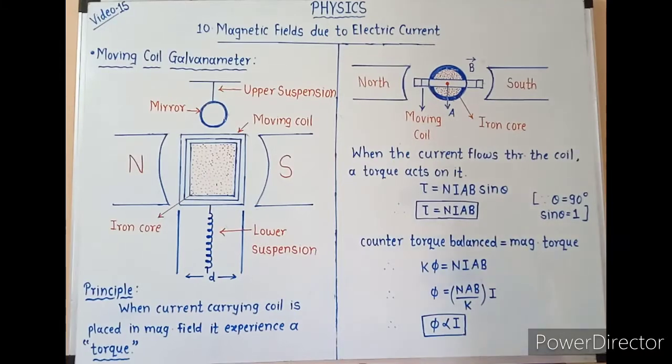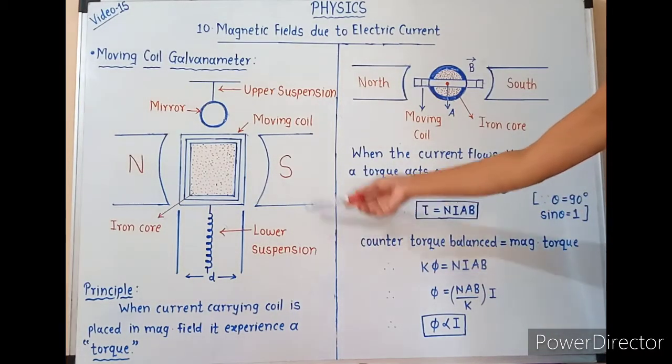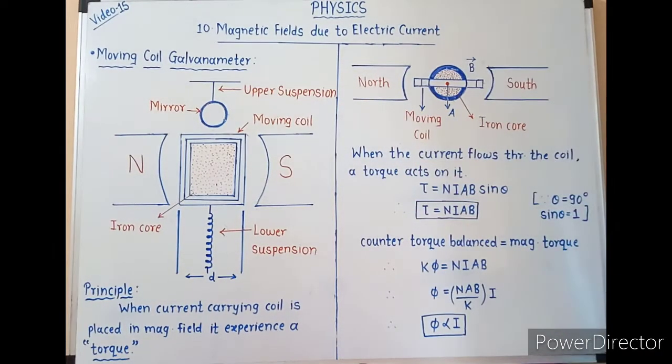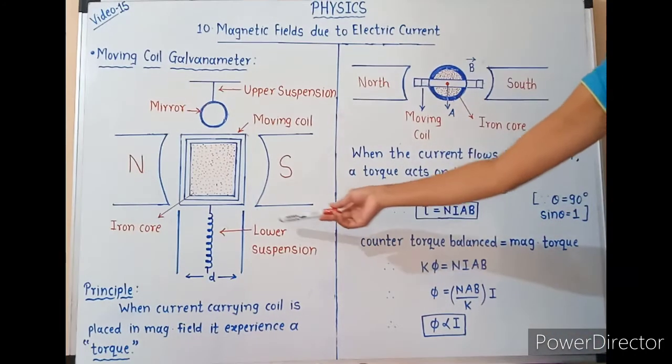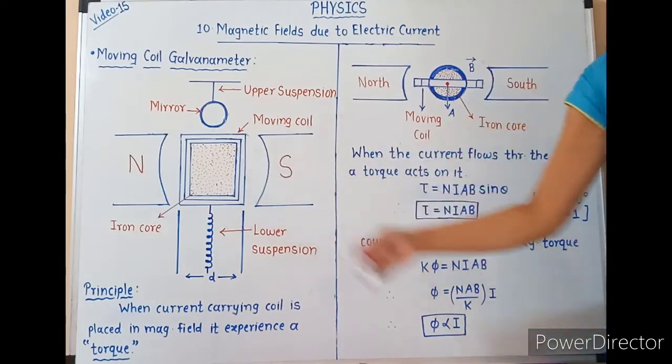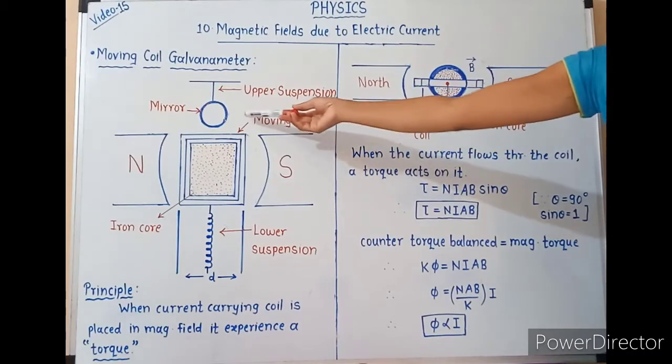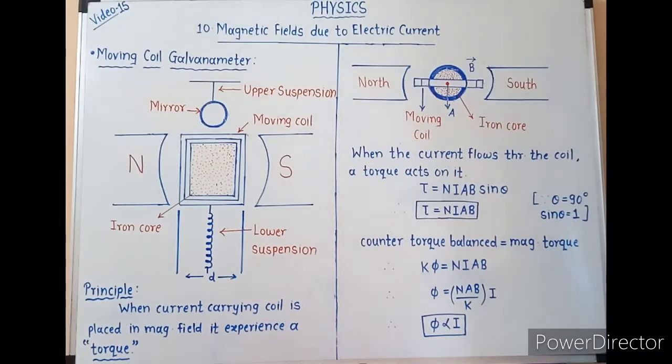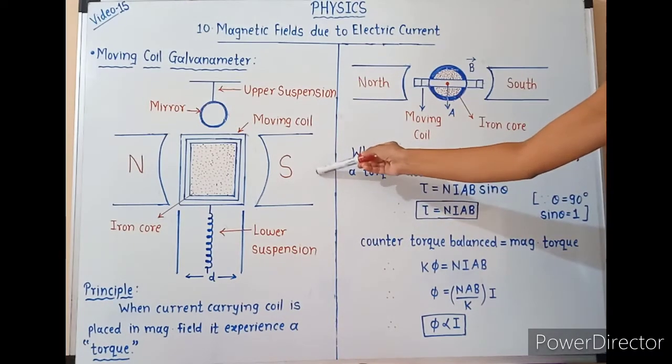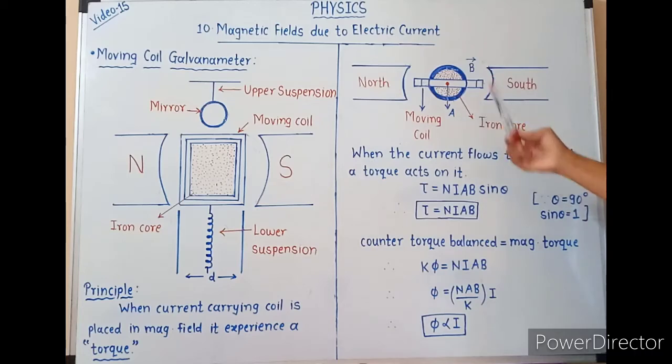This MCG also consists of the lower suspension and upper suspension. In the lower suspension the spring is attached to this coil, and in the upper suspension the mirror is used for measurement of small electric current and voltage. Now when we see from the top of this MCG, it will appear like this diagram.